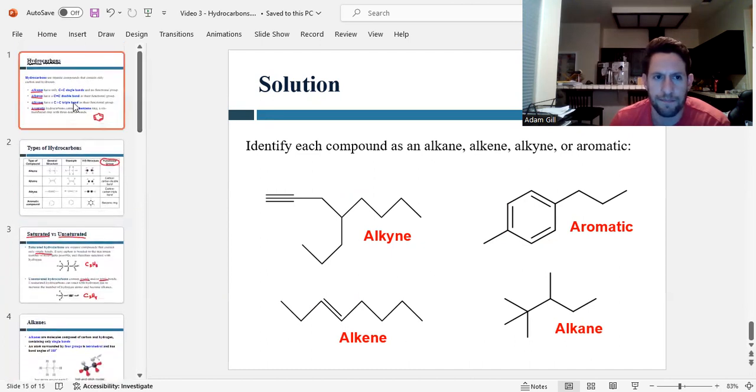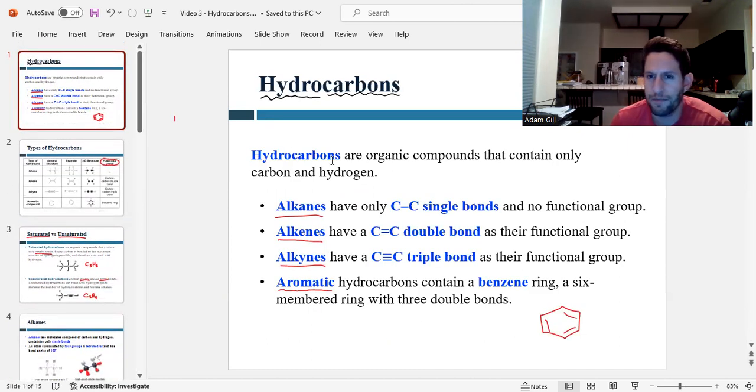So once again, a hydrocarbon is anything that contains only carbon and hydrogen. An alkane is single bonds, alkene is double, alkyne is triple, and the aromatic is the 6-membered ring.